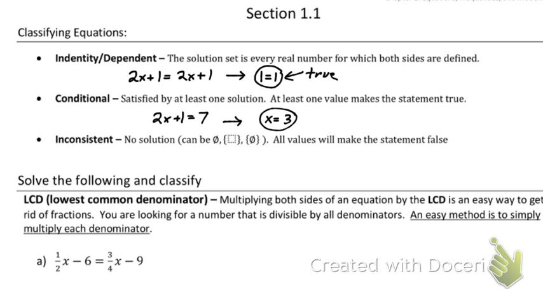The last thing we talk about is inconsistent. Those we'll just put no solution, inconsistent. You can put a circle with a line through it. You can put braces that are empty. That's called the empty set. You can also put braces with that circle with the dash through it. That also stands for empty set. As weird as it seems, these two things are slightly different if you get into set builder stuff. But for our case, they'll both be the same. All values will make the statement false.